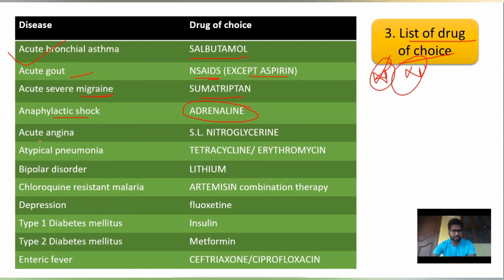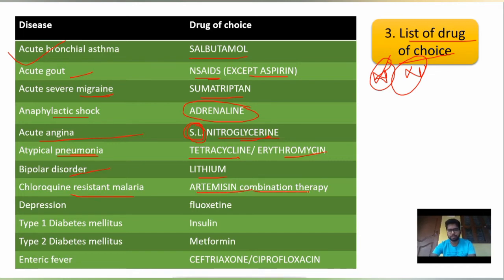Then acute angina, the drug used is nitroglycerin, which should be given through the sublingual route. Then atypical pneumonia, the drug used is tetracycline or erythromycin. Bipolar disorder, lithium. Then the drug of choice for chloroquine resistant malaria is artemisinin.